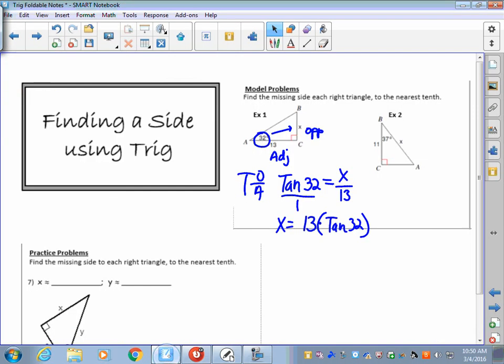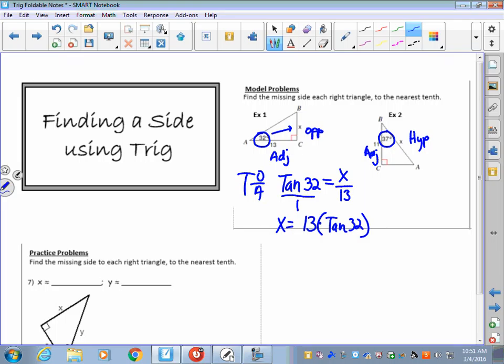All right, now let me show you the next one real quick. What do we do first? Circle your angle. All right, 11 in relation to the angle is what? Adjacent. X is what? Hypotenuse. So what trig function deals with adjacent and hypotenuse? Cosine. So we write cosine of 37 equals adjacent, which is 11, over X.